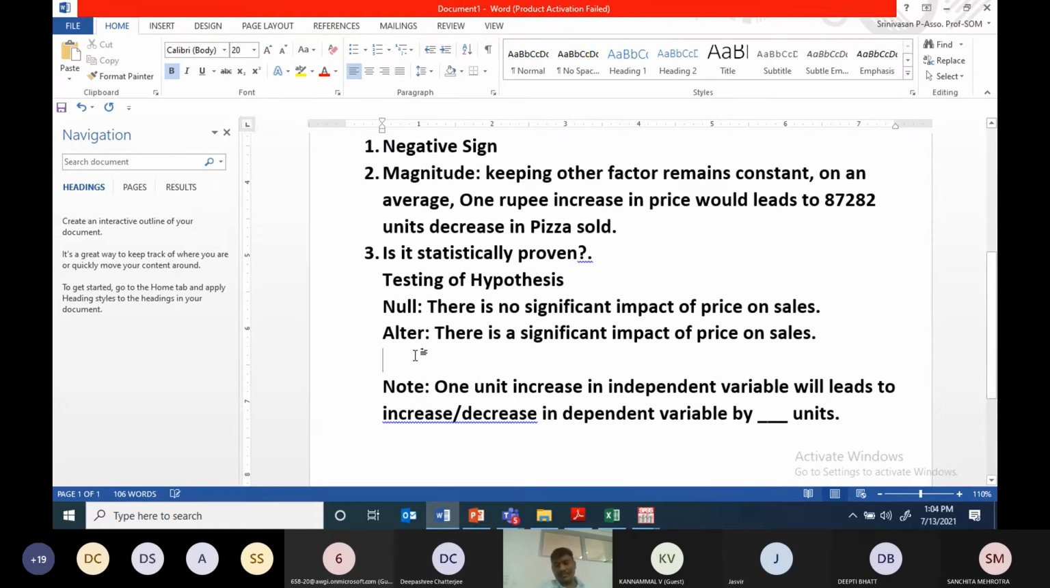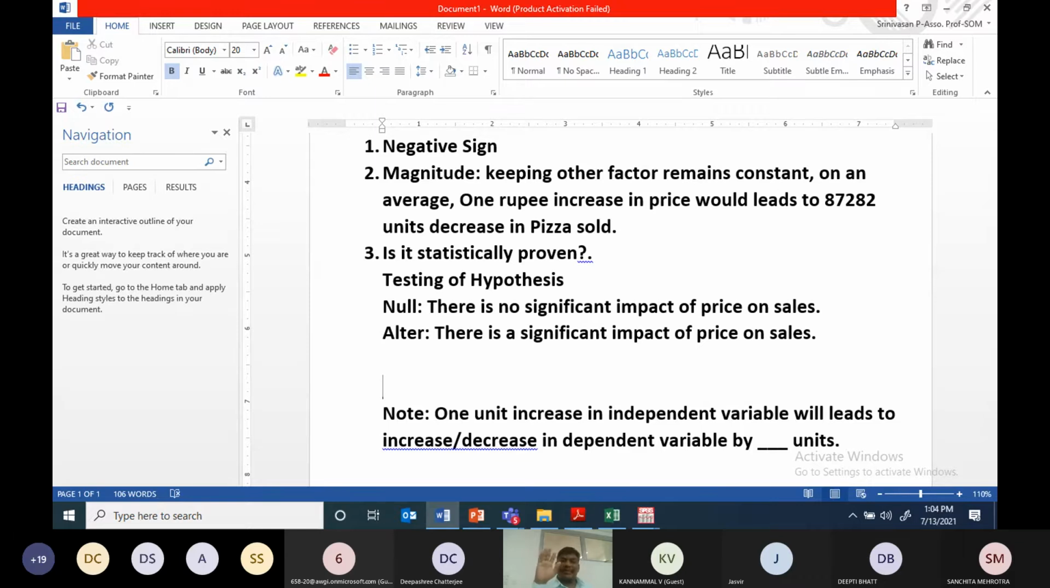Now, the dilemma. The first thing I look at in the output is the sign. Wow, I got a negative sign, very good, I become happy. I always look at the sign first. It's a big headache, actually. Then you come to the magnitude, which is also equally important. Sometimes it will give a problem. Magnitude is very, very important.